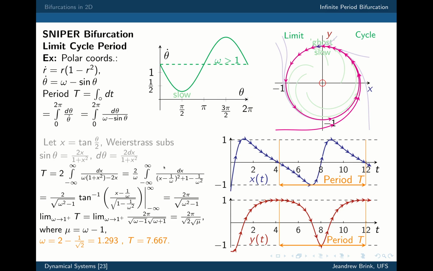We'll look at the other infinite period bifurcation, namely the homoclinic bifurcation, in a later slide.